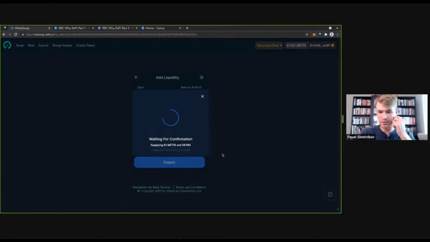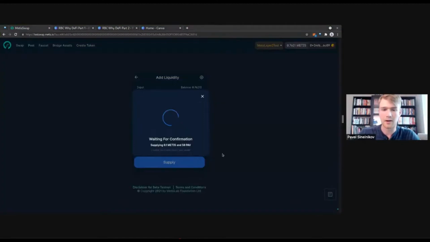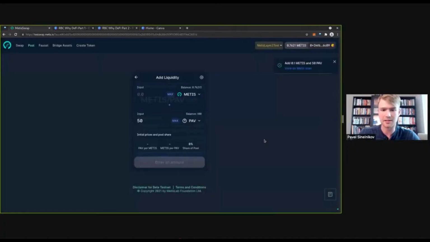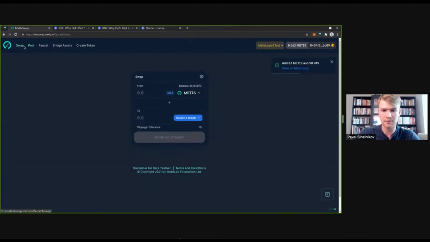So we create this pool, and we have to approve this transaction. Again, every single transaction needs to be approved. And so we approve it, the transaction was submitted, it's confirmed, and if we go into the swap, we can see that we supplied the liquidity, and our balance of Metis tokens has changed.